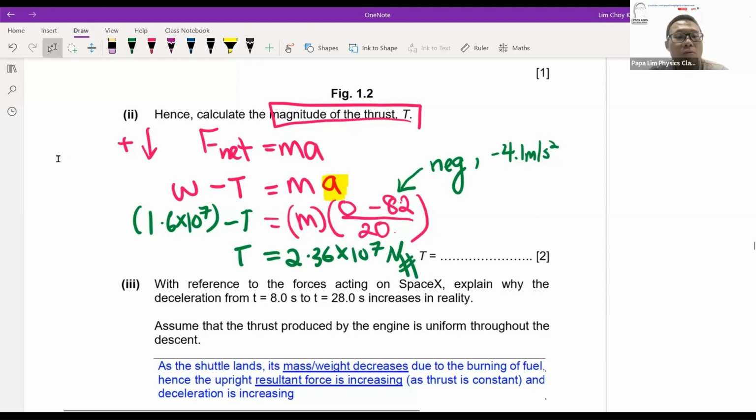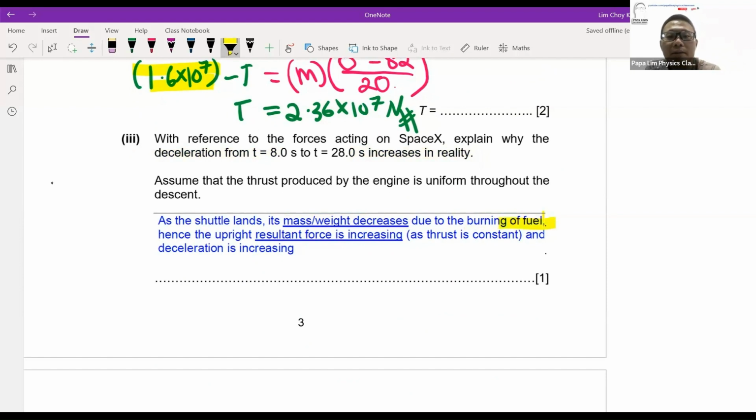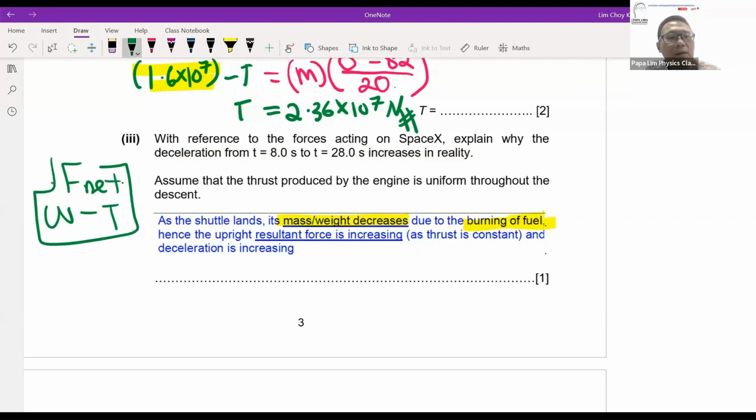Now, just take note that the acceleration here is a negative sign because it is a deceleration based on the graph that's given, not a positive number. Now, for part 2 here, in reality, as I keep burning the fuel, the weight of the object is actually decreasing. So if you look at Newton's law, which is the weight minus T, this is F net, what we mentioned in the beginning. In real life, the weight is actually decreasing.